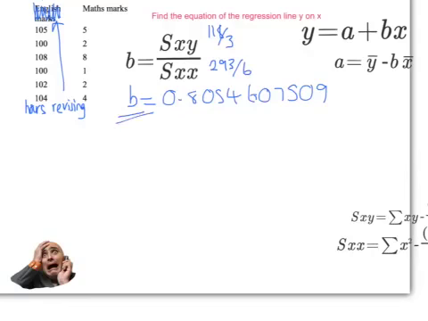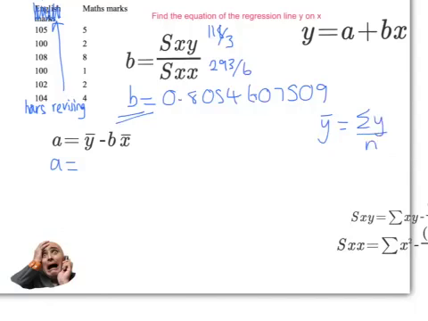Once we've found b, then we can find our a. So here comes my a, and so a is found. Now, y bar is just the mean of y, so y bar is the sum of y over n. You're going to have to look back in your correlation table. In my correlation, you can hopefully see that the sum of y is 22. Look back into your correlation pack. So y bar is 22 over 6, that's the mean of the y's, minus b, which is this.